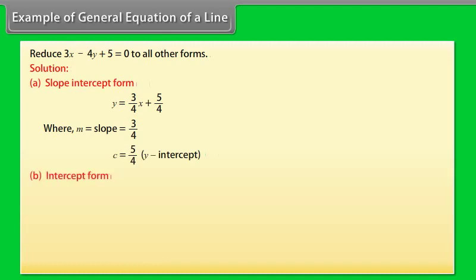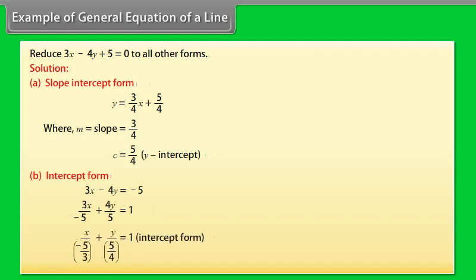Intercept form. 3x - 4y = -5. 3x/(-5) + 4y/5 = 1. x/(-5/3) + y/(5/4) = 1. Intercept form within parentheses: x-intercept is equal to -5/3, y-intercept is equal to 5/4.